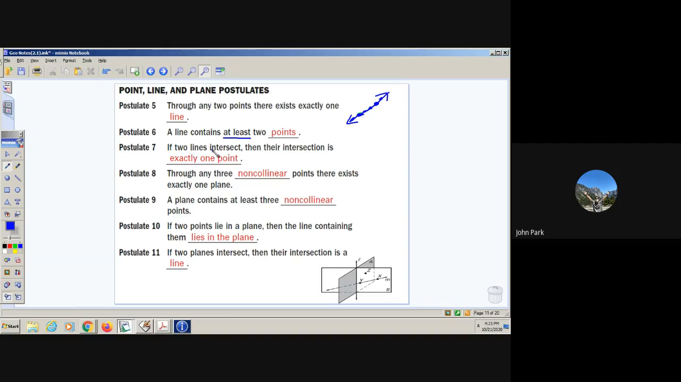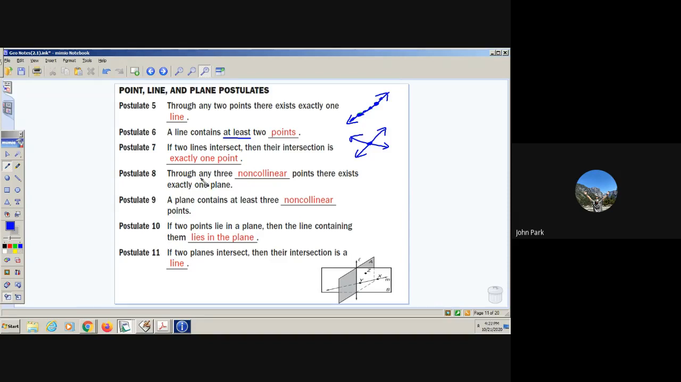Postulate 7: if 2 lines intersect, then the intersection is exactly 1 point. So we talked about this already many times. When 2 lines intersect, it intersects right there, and that's exactly 1 point. When 2 lines intersect, it's going to intersect at exactly 1 point.